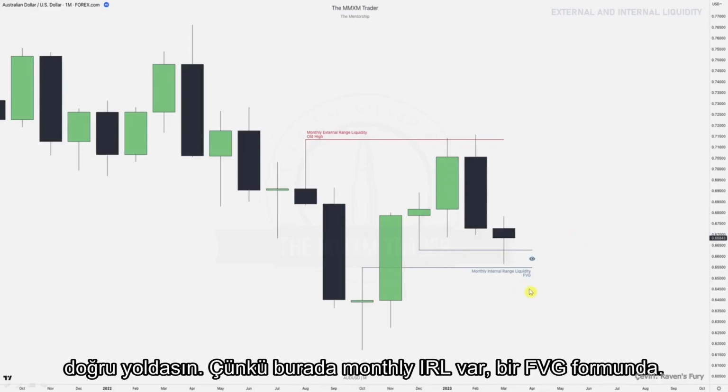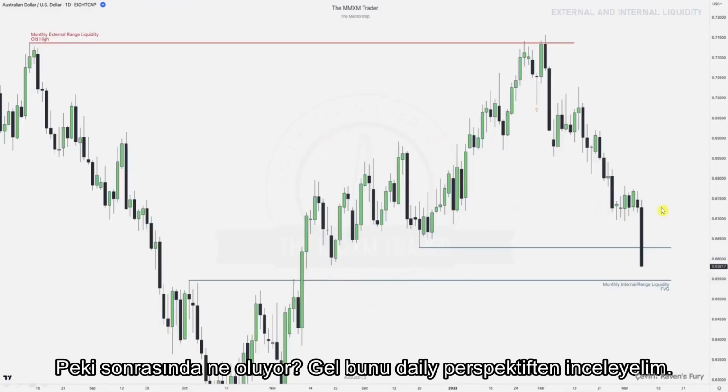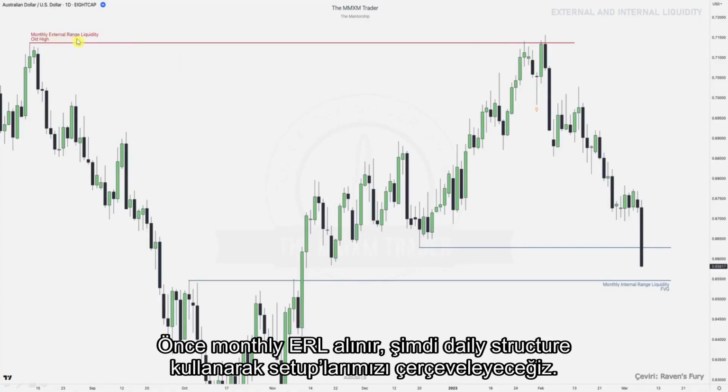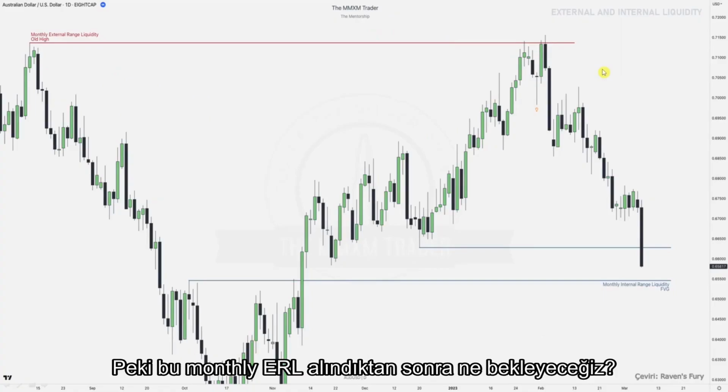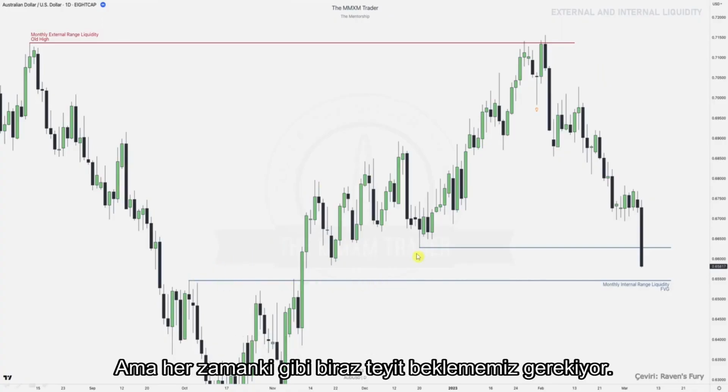And we can see this monthly internal range liquidity in the form of a fair value gap gets stacked. Now, what happens afterwards? Right? Let's look at this from a daily perspective, right? We take out a monthly external range liquidity. Now, using daily structure to frame our setups, what are we going to be waiting for? After this monthly external range liquidity has been taken, we're going to look for a monthly internal range to be the drawn liquidity. We have this outlined down here.